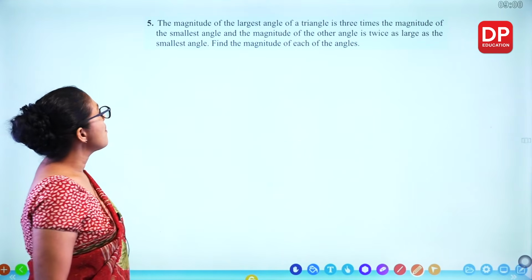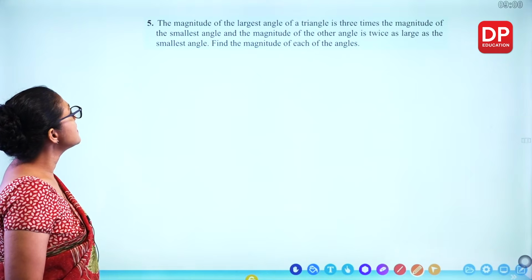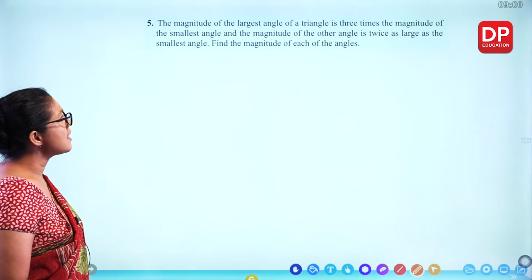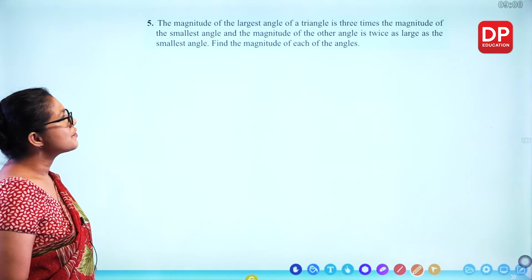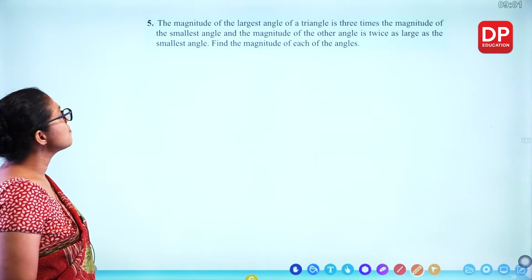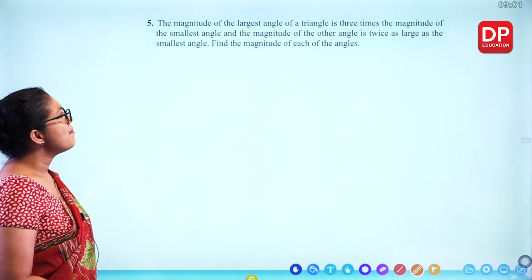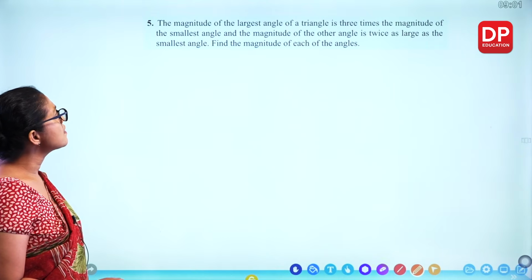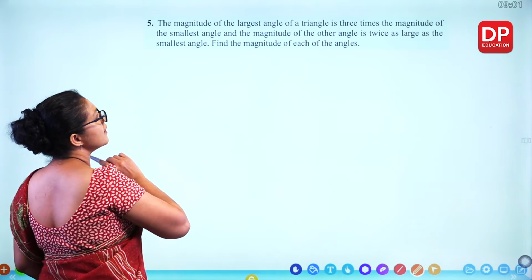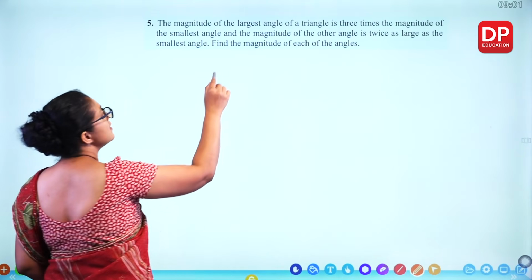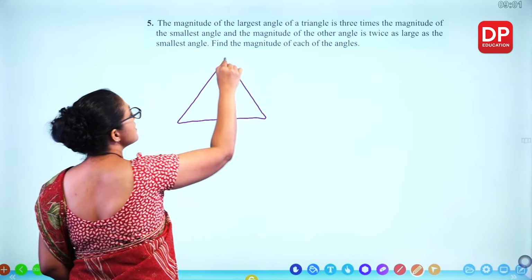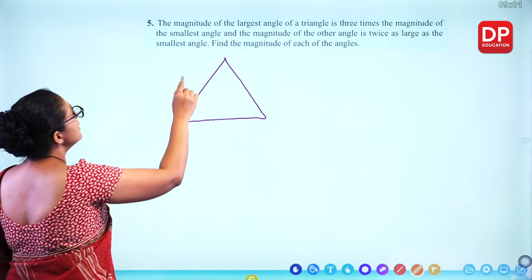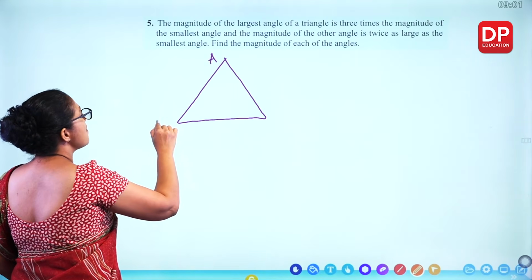We'll look at question number 5. It says the magnitude of the largest angle of a triangle is 3 times the magnitude of the smallest angle, and the magnitude of the other angle is twice as large as the smallest angle. Find the magnitude of each of the angles. So here we need to mark this information in a triangle. So we'll mark it as ABC.